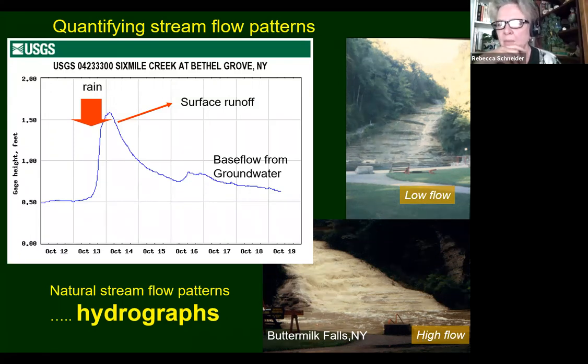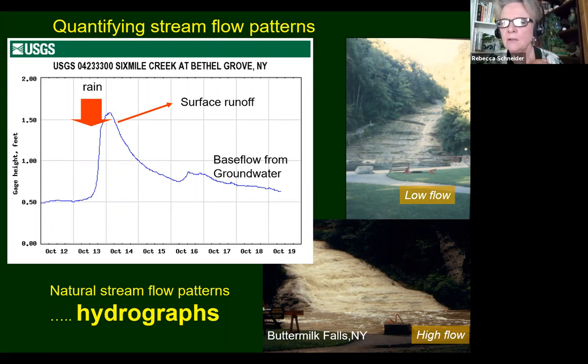On the bottom axis, going across horizontally, is the date. And so there's October 12th, October 13th. And on the vertical axis is the depth of water in the stream. This is a hydrograph for a one week period during a rainfall event. And what you see is that the water was low, around 0.5 feet in depth. Then it rains. Not surprisingly, the stream got deeper.